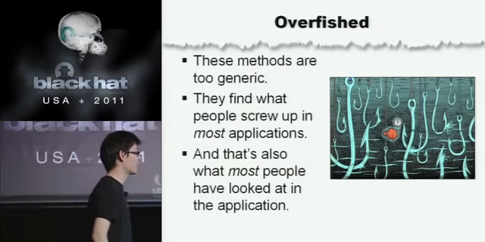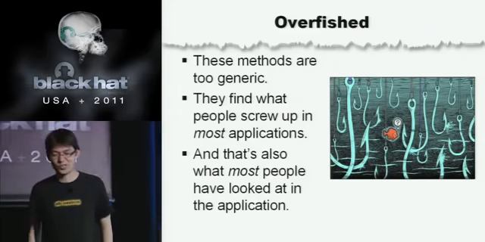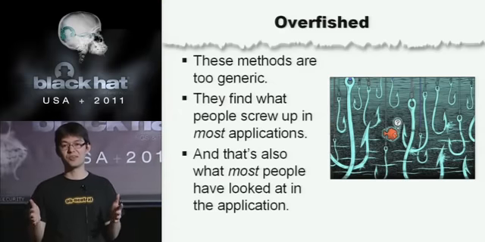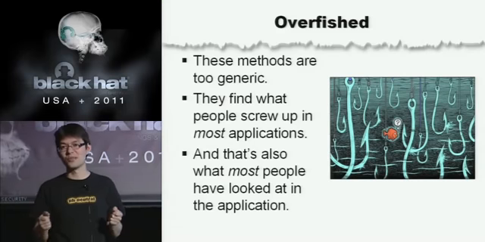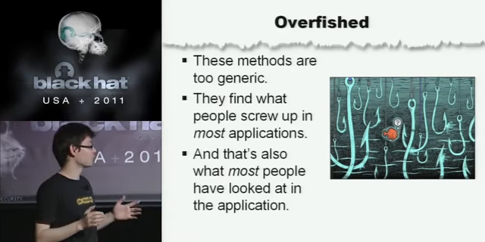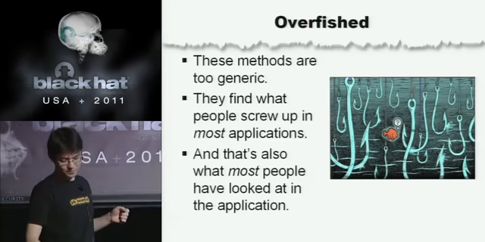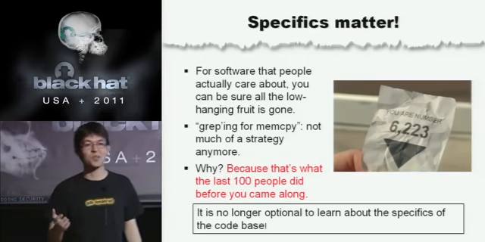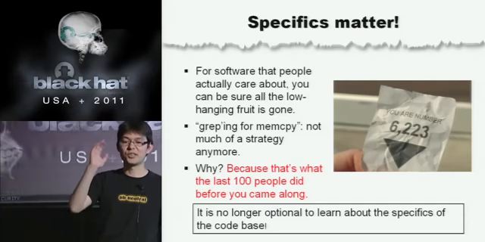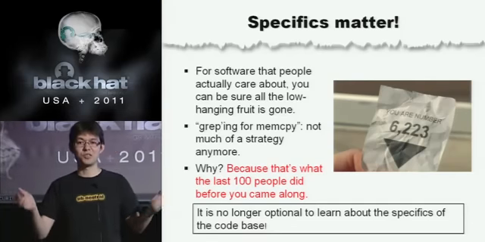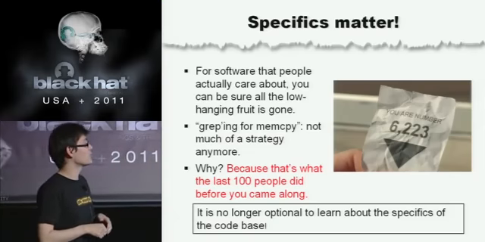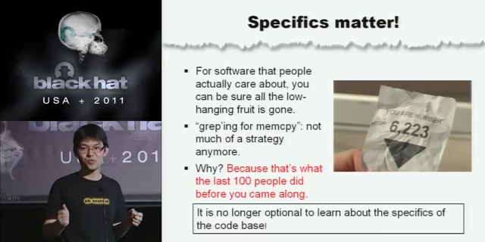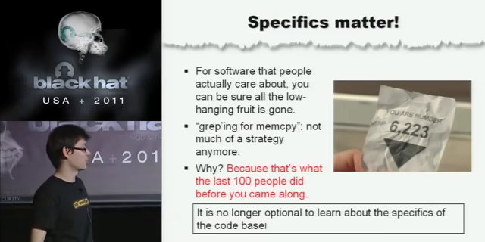But there is a problem about this. This is all totally overfished. See, if you're going to look at the things that go wrong everywhere, then that's probably also the stuff that pretty much everybody has looked into. So that basically means it's no longer an option in a code base that people actually care about to just take this approach and say, well, it's all the same. You need to really study the specifics of the code base. Grepping for memcpy is not that much of a strategy anymore for code that people actually care about.